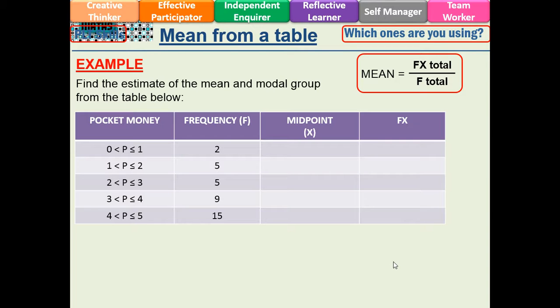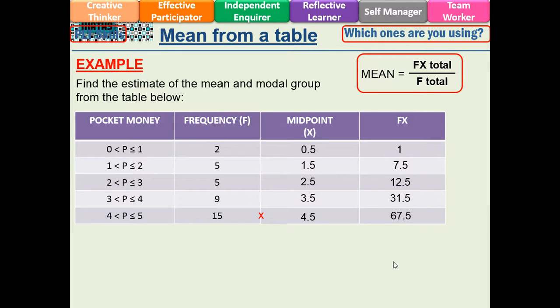For the mean now, remember we said this is continuous data, so we need to work out the midpoint. So these are the midpoints. And then you have to do the frequency times the midpoint. So 2 times 0.5 is 1, and so on. You just multiply them together. And that's what you get. What do I do next? Look at the top right.